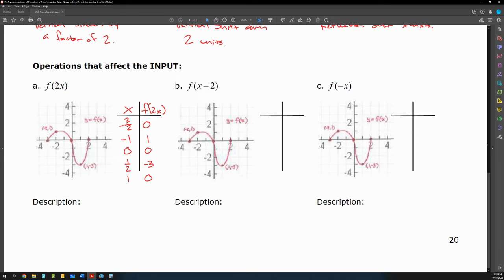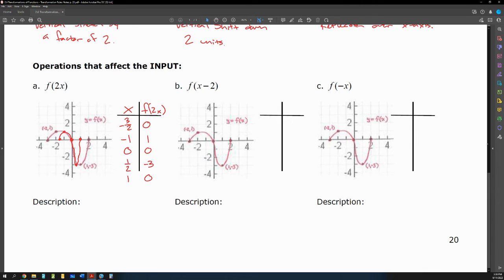So let's go ahead and graph this. -3/2, 0 is like -1 and 1/2, 0. -1, 1, 0, 0. 1/2, -3, and then 1, 0. So we've got a similar function. Notice all the function outputs are the same.